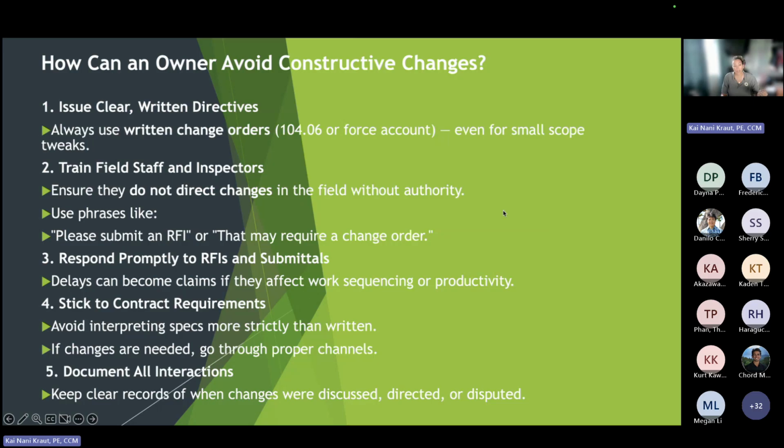Please submit an RFI. This may require a change. So you want to go through a written process. Respond promptly to RFIs and submittals. If you don't, make sure you're providing an extension. Say, I understand what's happening, but give us 15 more days or whatever it is you need to analyze. But it's so important to track that. When did it start? What were the notifications? How long did it take? And if you need extra time, ask for it in writing. Keep clear records. It's all there.